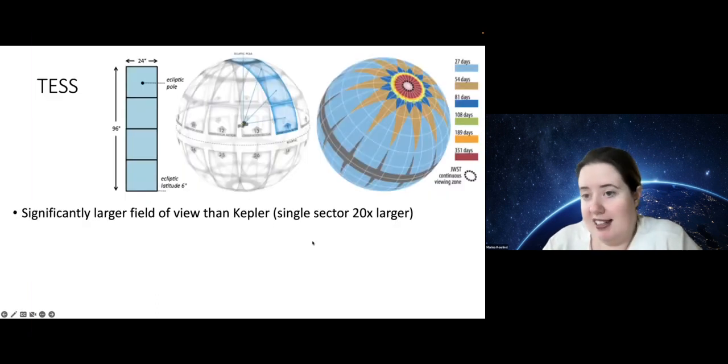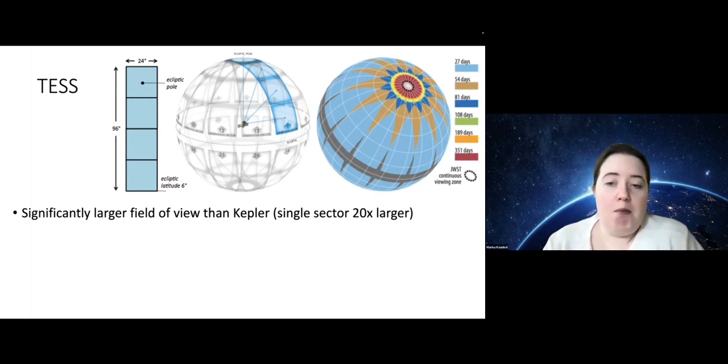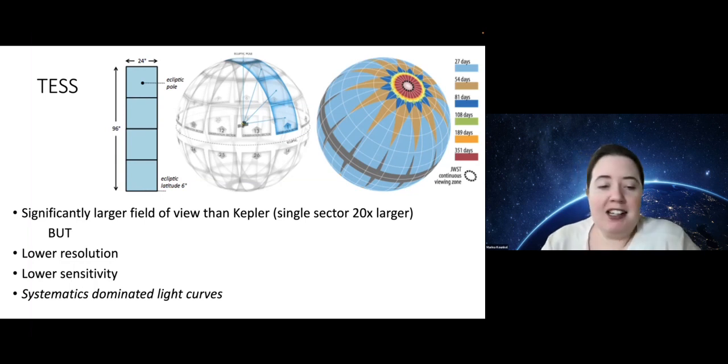But nowadays, we have TESS. TESS has an advantage in that it has a much larger field of view. Just in a single pointing, its area on the sky is 20 times larger than that of Kepler. It has a field of view of 96 by 24 degrees. And furthermore, TESS constantly looks at different portions of the sky. So it stares at one portion of the sky for a period of around 27 days, and then it goes to the next sector, and it's able to cover almost the entire sky in as little as around 2 years.